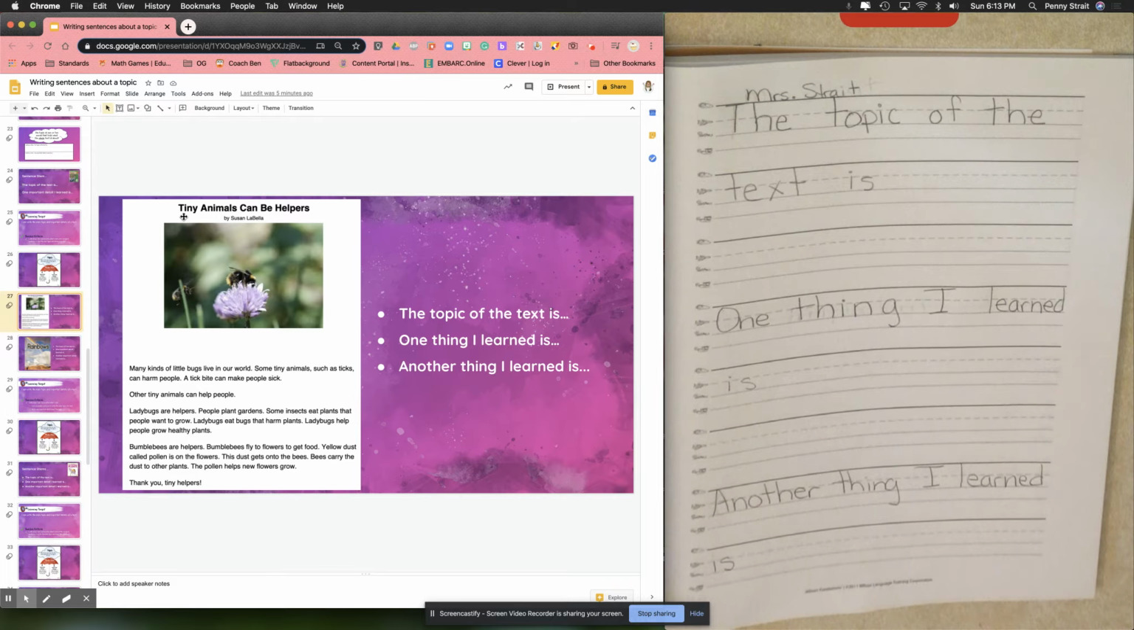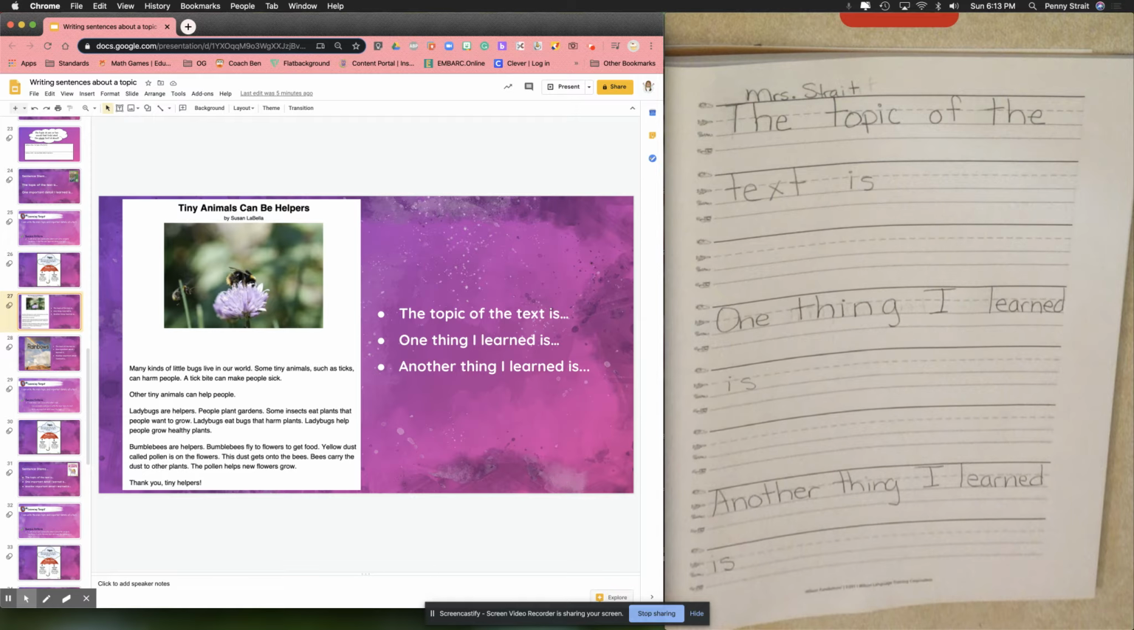Here's the article. Tiny animals can be helpers. Many kinds of little bugs live in our world. Some tiny animals, such as ticks, can harm people. A tick can make people sick. Other tiny animals can help people. Ladybugs are helpers. People plant gardens. Some insects eat plants that people want to grow. Ladybugs eat bugs that harm plants. Ladybugs help people grow healthy plants.